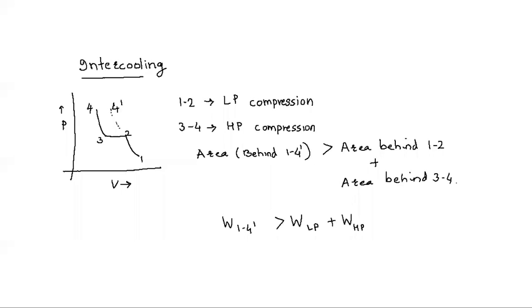So if you look at this geometrically, on the pressure volume diagram, one can but conclude that the area behind 1 to 4 dash is greater than the summation of the area behind 1 to 2 and the area behind 3 to 4. What it means is that it shows us the advantage of going for a two-stage compression with intercooling. So this understanding we had gained when we had studied compressors.